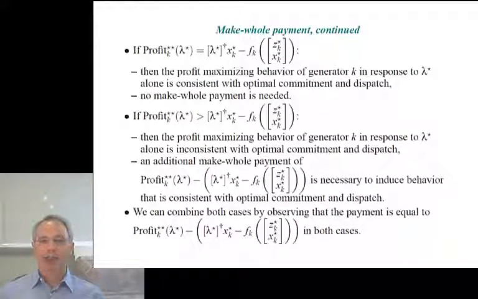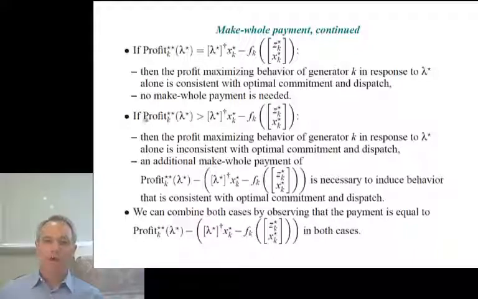So let's consider our cases. If the maximum profit is equal to the profit under ISO commitment and dispatch, then the profit maximizing behavior of generator K in response to lambda star alone is consistent with optimal commitment and dispatch. We don't need any make-whole payment.